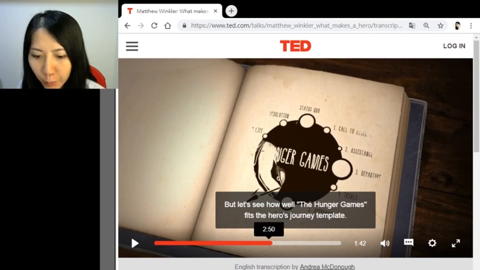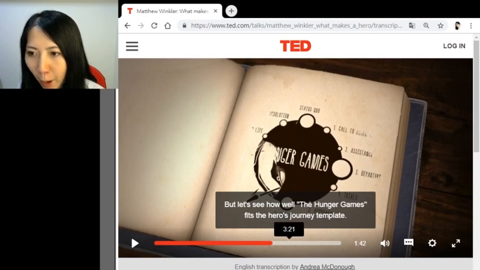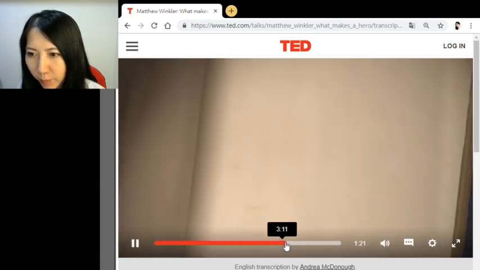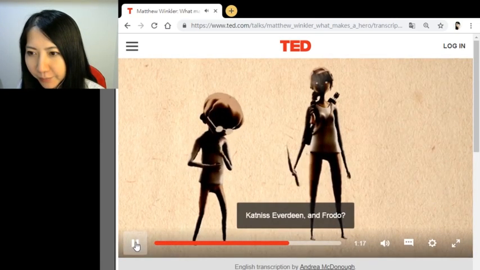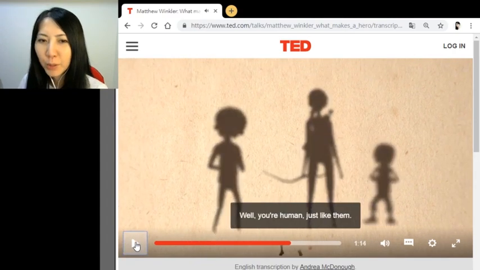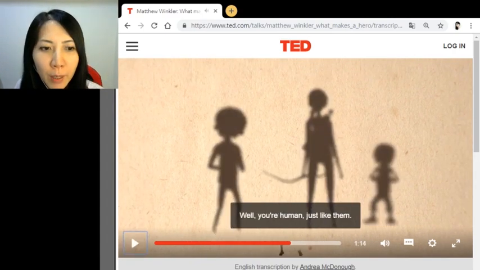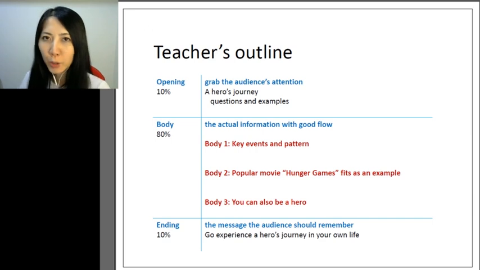Body number 3 would be up here up until about 3:12. It's very short, about here. You get the idea. What do you have in common with Harry Potter, Katniss Everdeen, and Frodo? Well, you're human. Yeah, so what do you have in common? So obviously they want to make a connection: you are human too, so you can be a superhero too. Okay, so that part they say, maybe it's love, maybe it's a project, something that is hard for you, but you go do it, then you're a superhero as well, right?